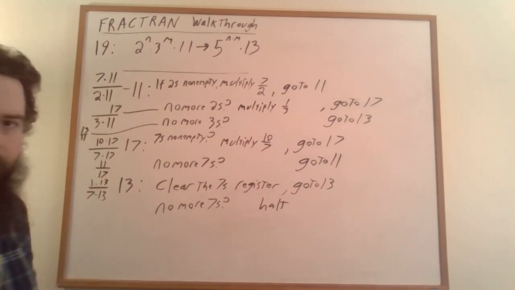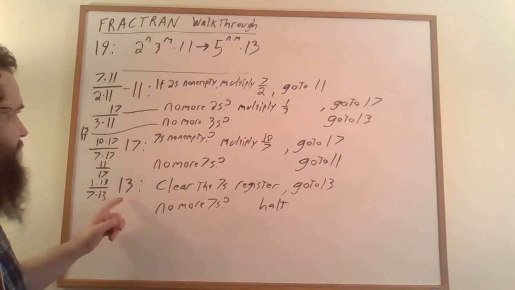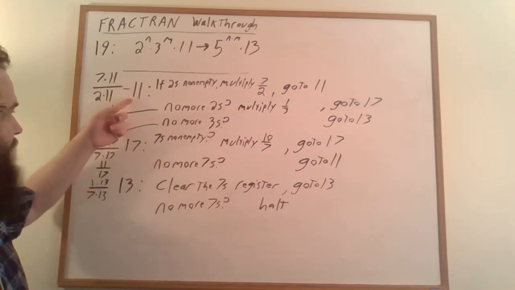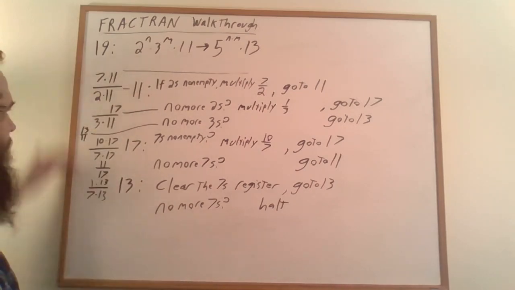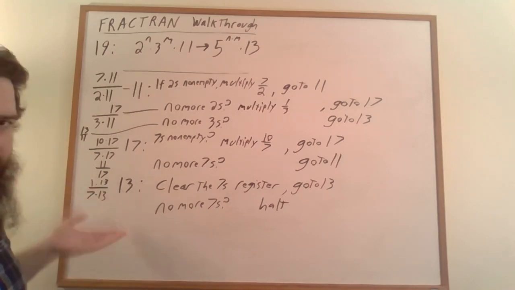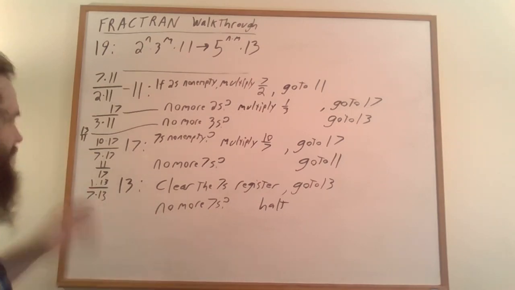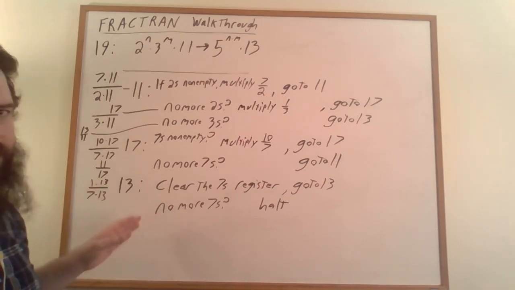times 13 over 7 times 13. Really, we don't need these 13's here because the only way to be in state 13 is to not be in state 11 or state 17. That is, you've passed by all of these fractions already. But it's kind of nice to have this here anyway, just to indicate we really only want this fraction to activate if there's a 13 present.